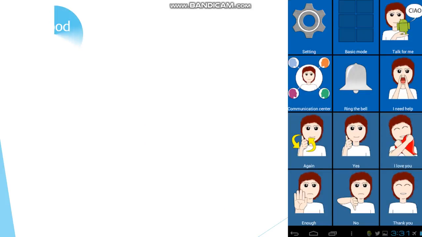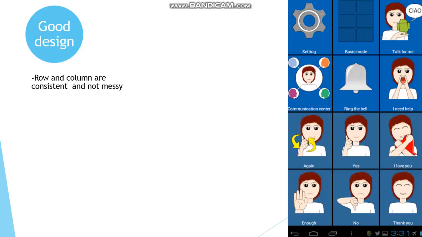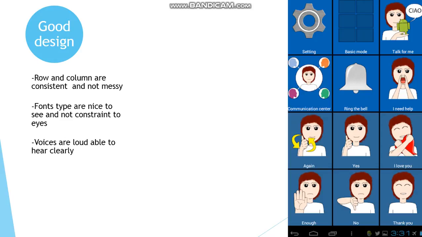What are the good designs of the Virginia application? Rows and columns are consistent and not messy. Font types are nice to see and not a constraint on the eyes. Voice is loud and can be heard clearly. Characters are consistent, with high contrast and quality images.